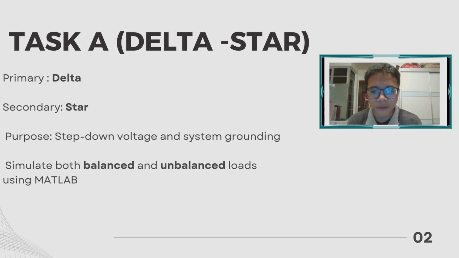In Task A, we focus on the delta-star transformer setup. Here, the primary side is connected in delta and the secondary side is star. This configuration was simulated in two scenarios, one with a balanced load and another with an unbalanced load. The goal was to observe how the voltage and current behave under both conditions.